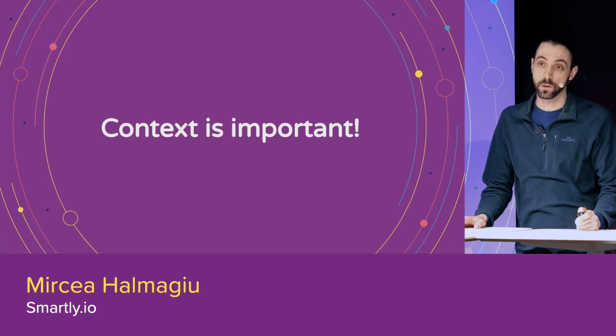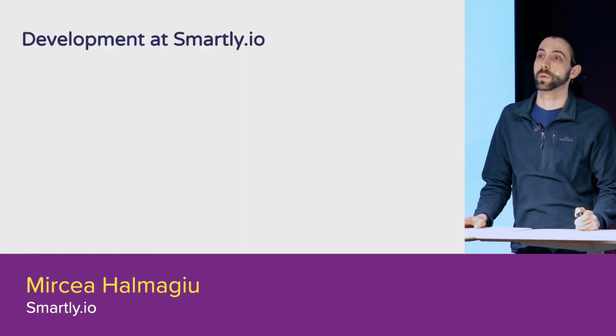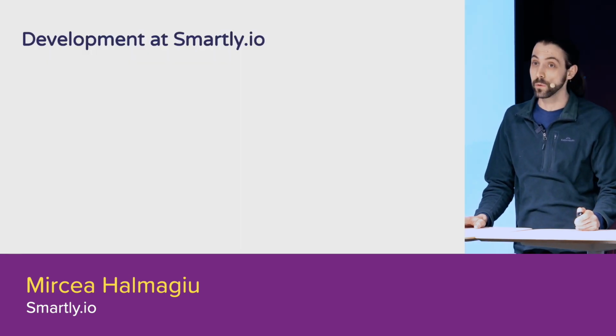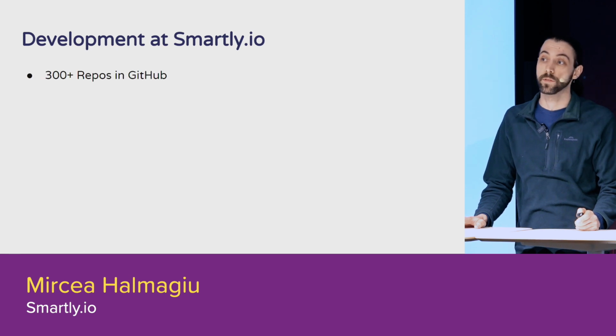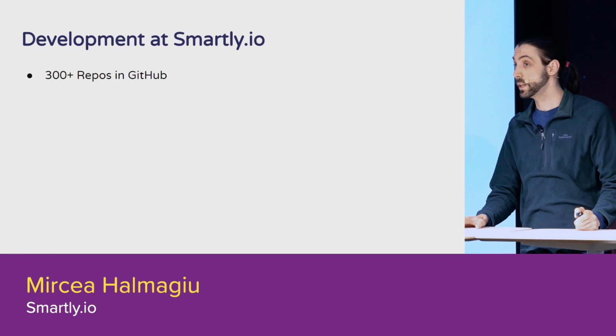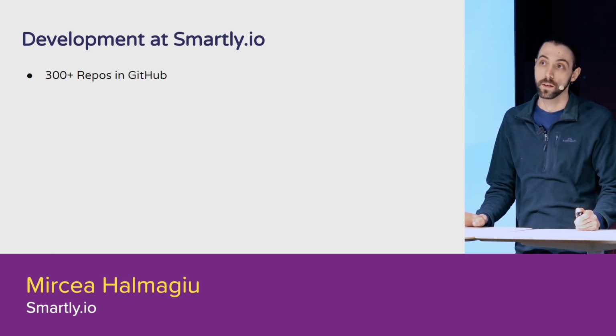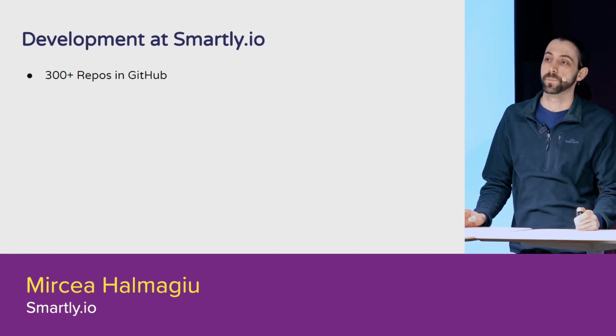Context is important, so that's where we're going to start. So what does development at Smartly look like? We use GitHub, and we have 300 plus repos. I didn't put a specific number there because it changes quite frequently. I think last time I checked it was 340-ish. It's a lot of individual repositories.